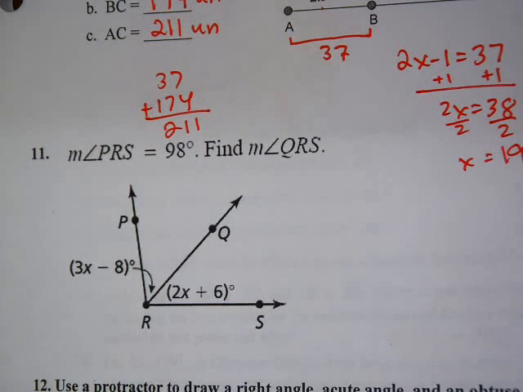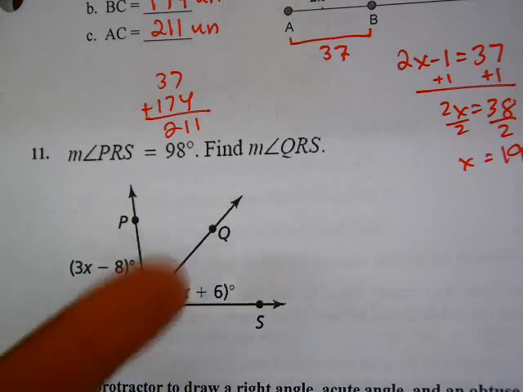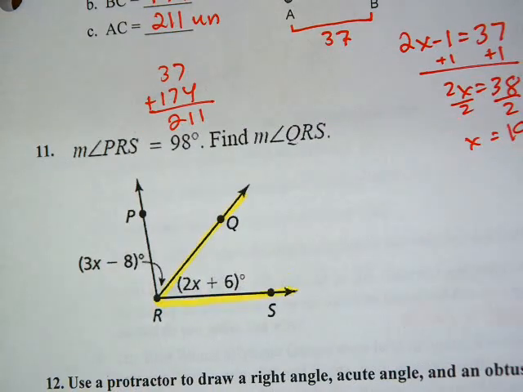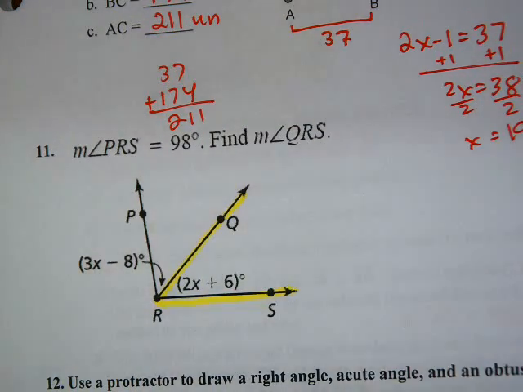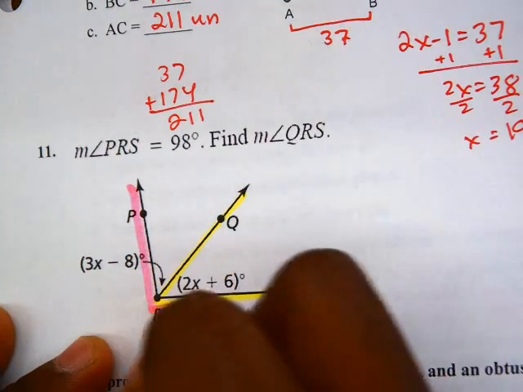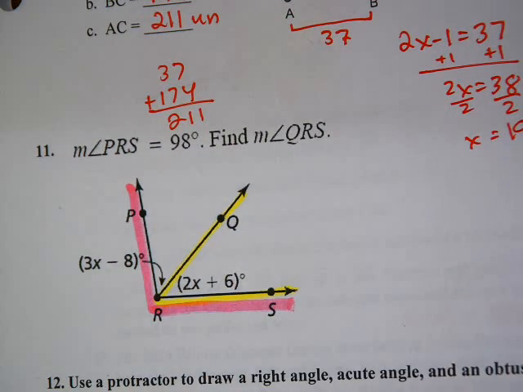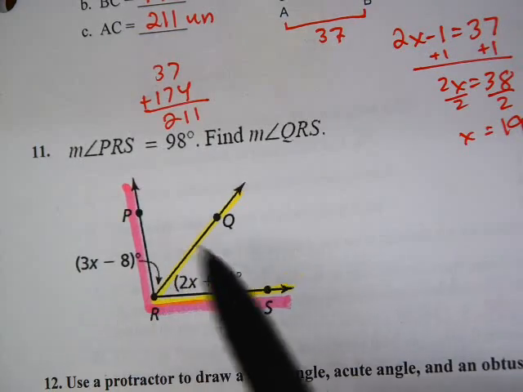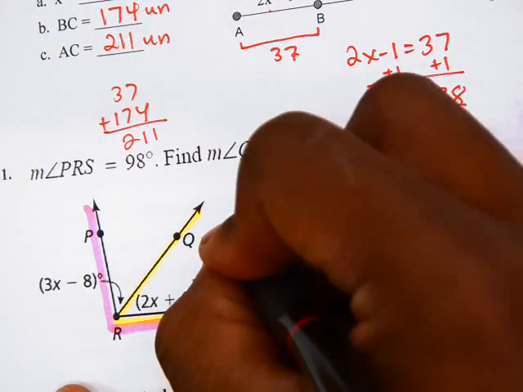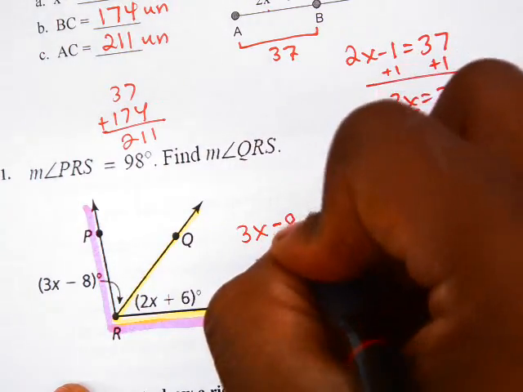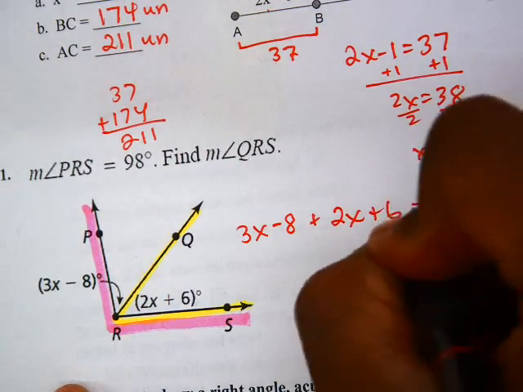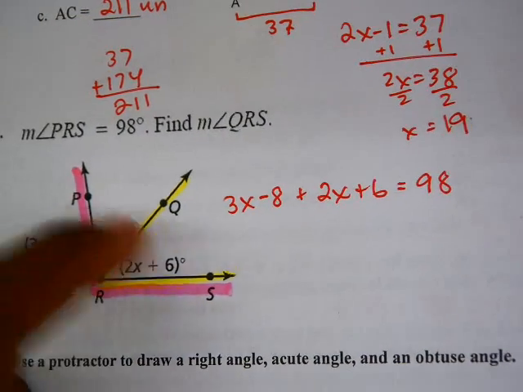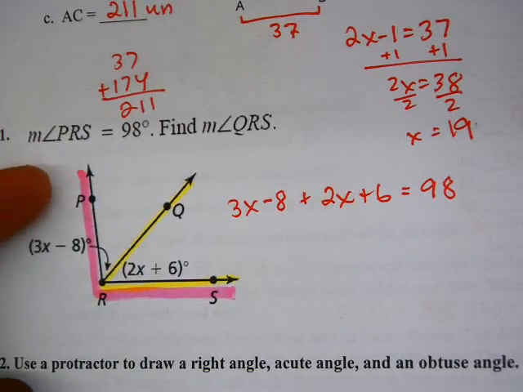In number 11, I'm supposed to find the measure of angle QRS. So I'll highlight that there. They told me that PRS is 98 degrees. So this whole thing is 98 degrees. Well, since I know this whole angle is 98 degrees, and this is 3x minus 8, and that's 2x plus 6, I know I can take these smaller angles, add them up, and they should equal the total angle, and the total angle is 98 degrees. So using the angle addition postulate, I'm adding these two angles together to give me that.